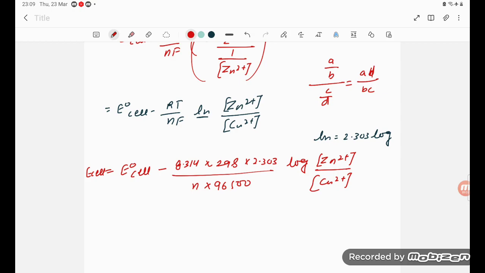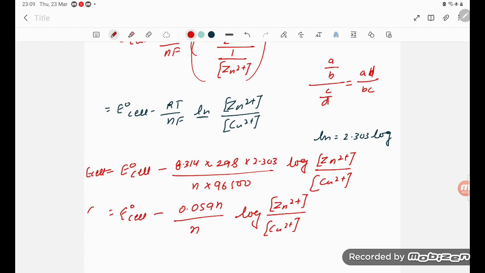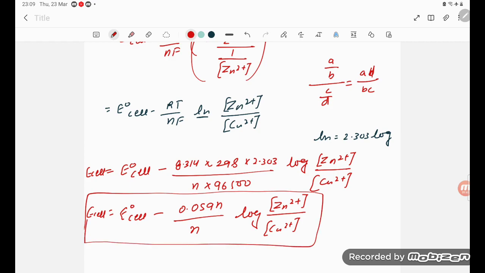Now, after doing the calculation, putting all these values, how much answer are we going to get? E cell is equal to E naught cell minus 0.0591 upon n, and log of Zn2+ divided by Cu2+. So this is how we can derive the Nernst equation, student. This is the answer.